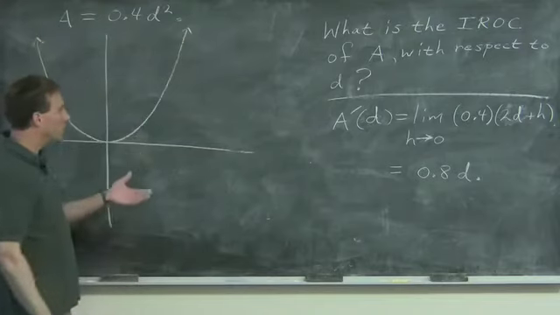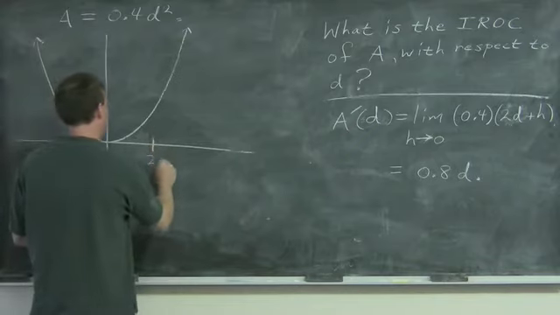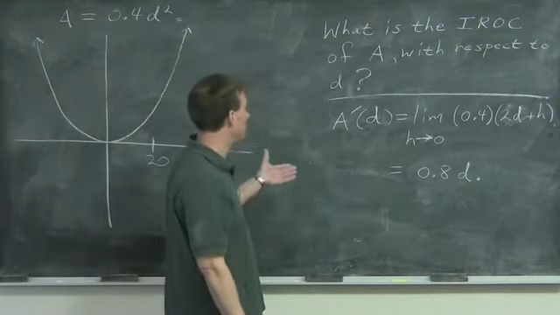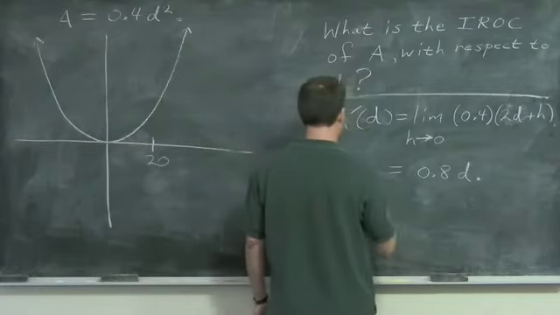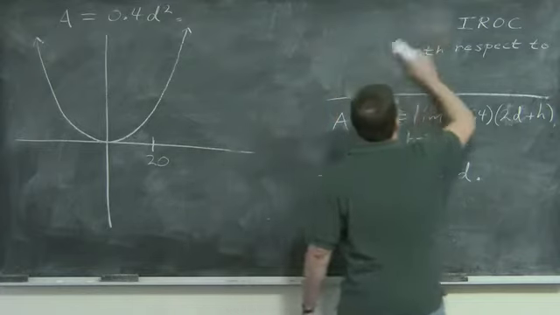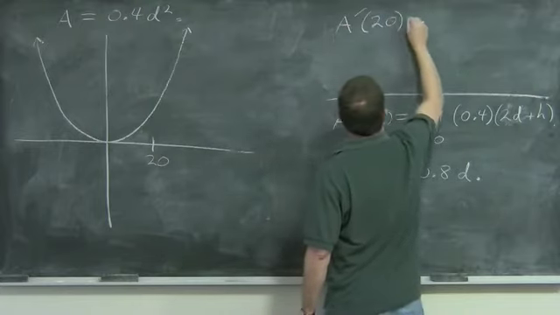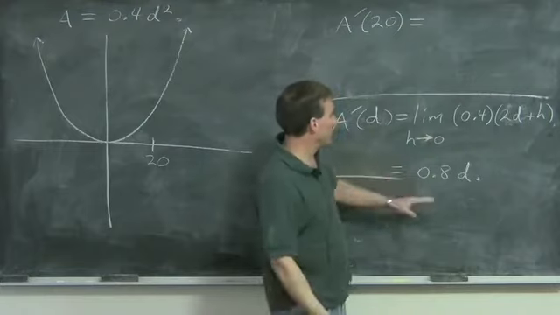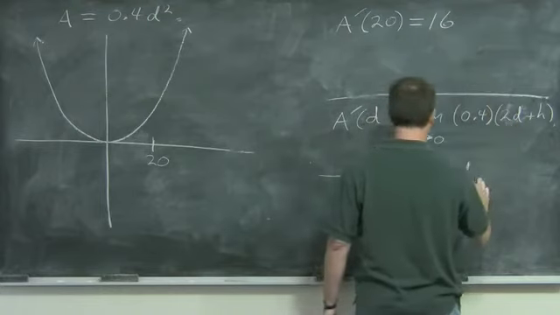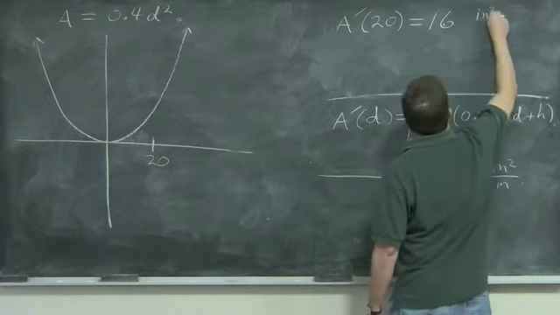All right. So suppose we're looking at the instantaneous rate of change at 20, when d is 20. We found that A prime of 20, well, even if you don't remember, you can plug it in here where d is 20, you get 16. The units, which I left off here, which is not a good thing, are square inches per inch.